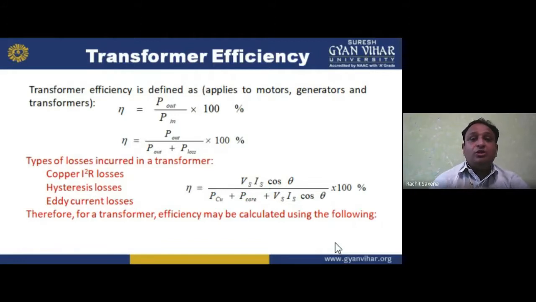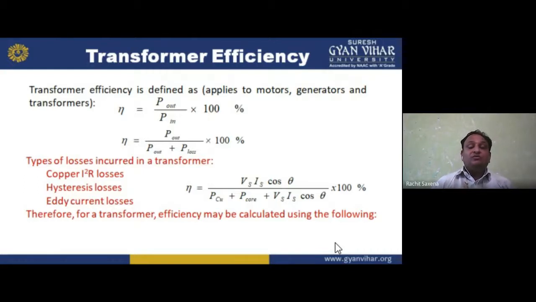Now, transformer efficiency. If I am talking about efficiency, my dear student, efficiency is always denoted by output upon input. So transformer efficiency is defined the same way as it applies to motor, generator, and transformer. Eta is the efficiency constant, the symbol representing efficiency. If I want to express the efficiency, I have to use eta. It is the expression for efficiency.